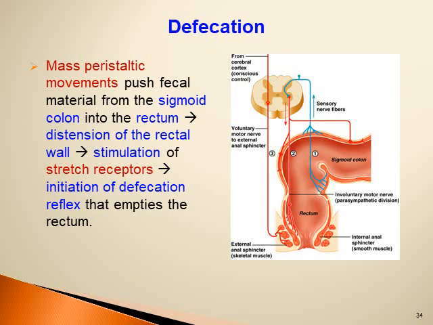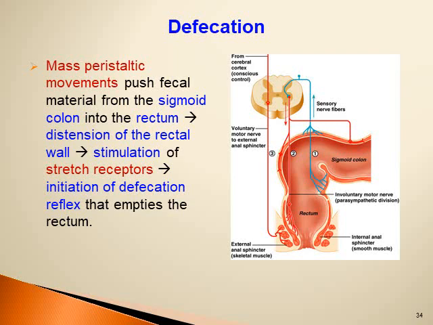Now, what is defecation? Defecation is the reflex that expels the fecal material outside the body through the anus. When mass peristaltic movements push fecal material from the sigmoid colon into the rectum, distension of the rectal wall is the trigger for defecation. So usually between defecations, the rectum is not expanded or distended.